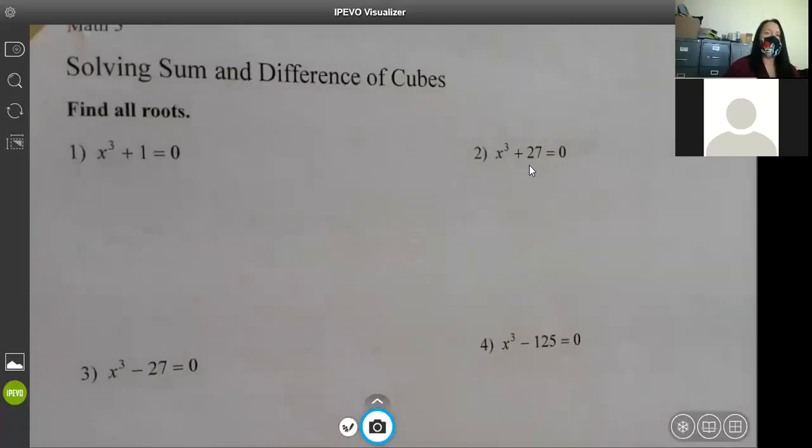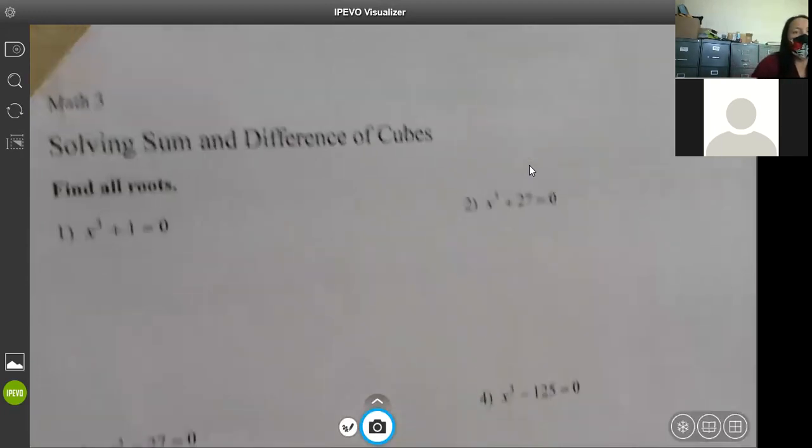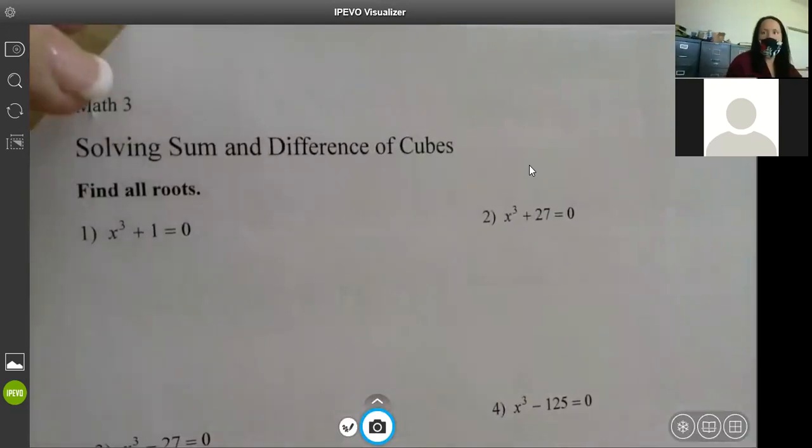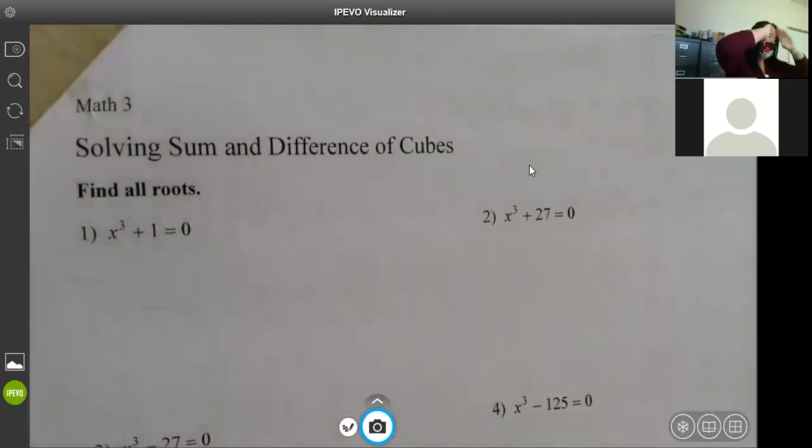So today we're going to solve sum and difference of cubes. Yesterday you factored them, so the first thing you're going to have to do is factor them. I'm going to do that rather quickly and then show you how to solve them. Okay, so first thing is we're going to factor them.